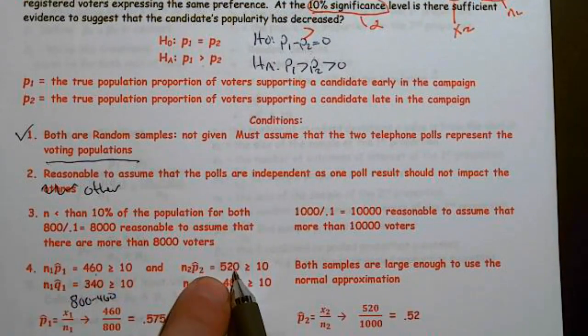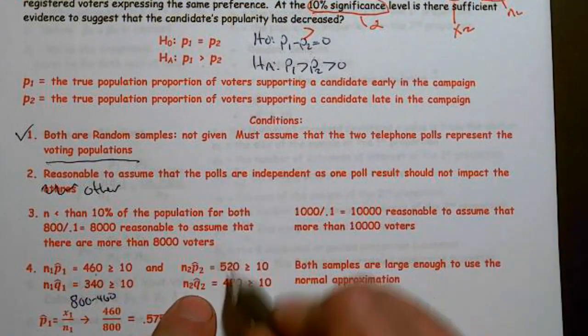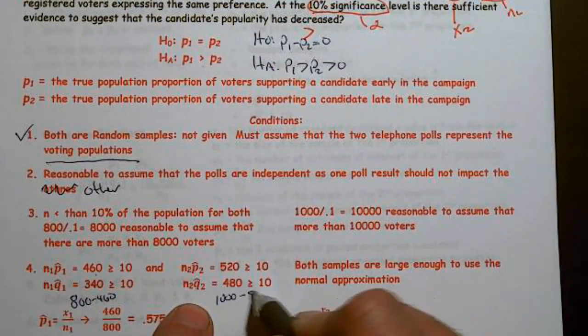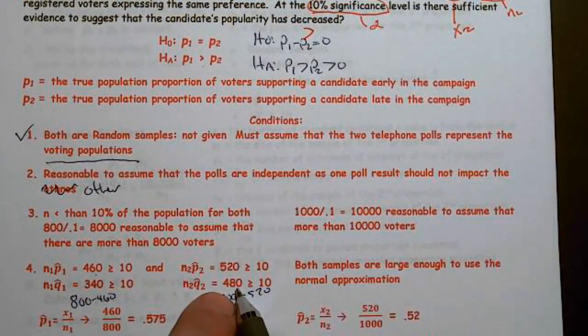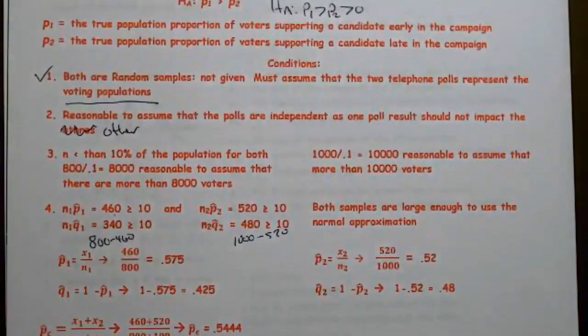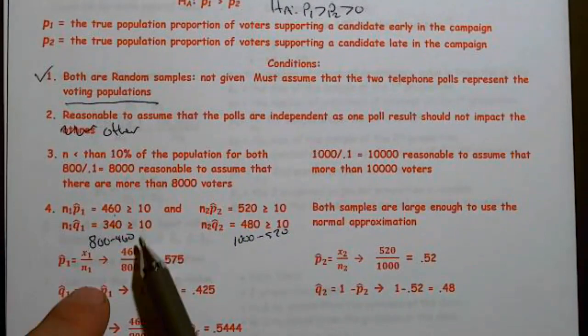Later in the poll, we have 520 in favor. That's greater than 10. And then we have 1,000 minus 520 is 480. That's also greater than 10. Both samples are large enough to use a normal approximation. We still don't have p hat, and we're going to go ahead and calculate that.